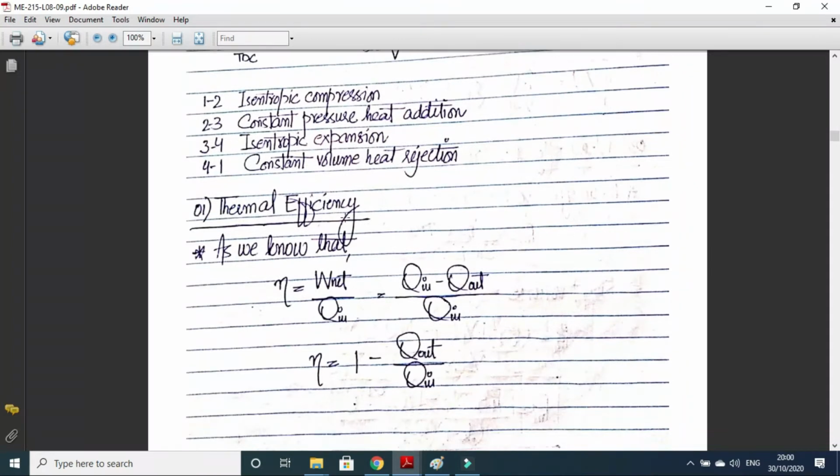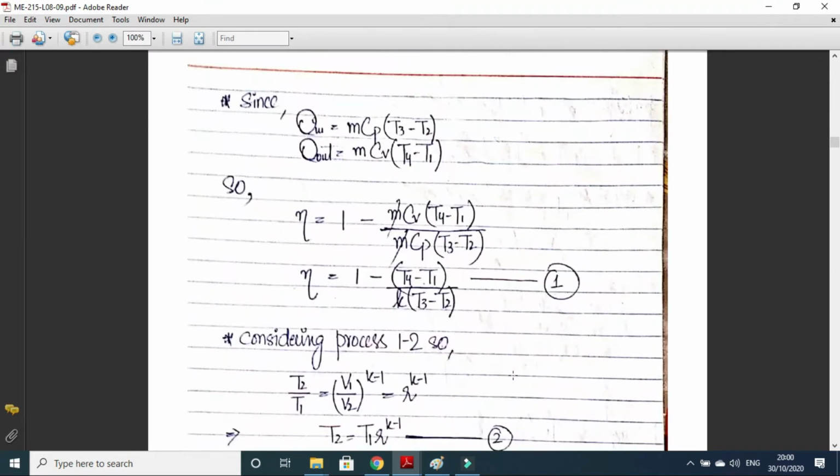So let's first derive the thermal efficiency expression. We know that efficiency is equal to net work output divided by Q in. Net work output can also be written as Q in minus Q out. We can take the LCM, Q in will be cancelled out, and we get 1 minus Q out upon Q in. So this will be expression number 1.